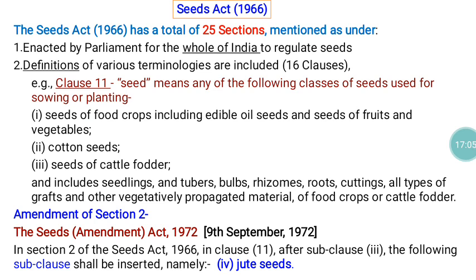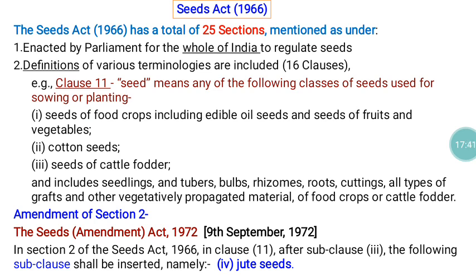For example, definitions for seed producers, seed growers, farmers, seed analysts, seeds, and so on. For all the terminologies related to seeds, they gave definitions. Regarding seeds, definitions are also there. Section 2 contains 16 clauses, and among the 16 clauses, clause 11 gives the definition for seeds.